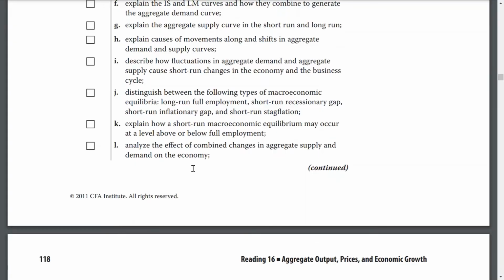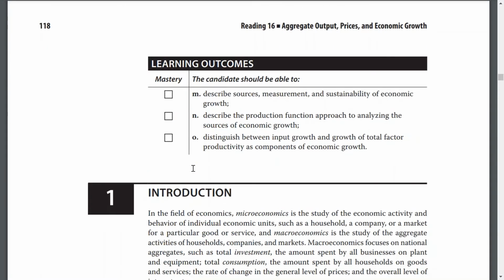Explain how short-run macroeconomic equilibrium may occur at a level above or below full employment. Analyze the effects of combined changes in aggregate supply and demand on the economy. Describe sources, measurement, and sustainability of economic growth. Describe the production function approach to analyzing the sources of economic growth. Distinguish between input growth and growth of total factor productivity as components of economic growth.